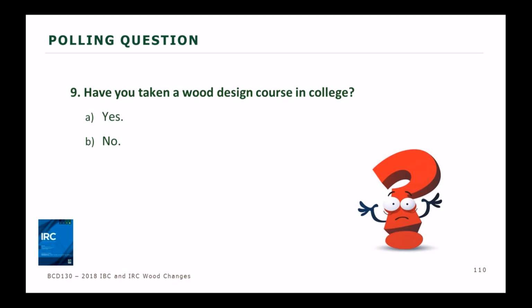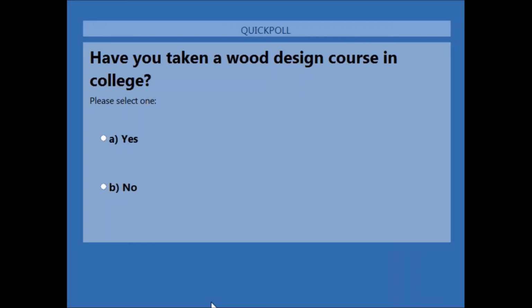All right, and this is just a very quick, short little survey that we're using for some of our data here. We are trying to develop some programs. If you could just let us know if you have taken a wood design course in college. So yes or no, real quick.